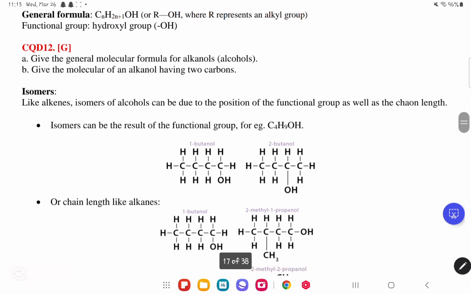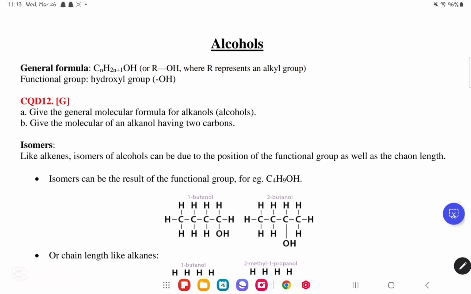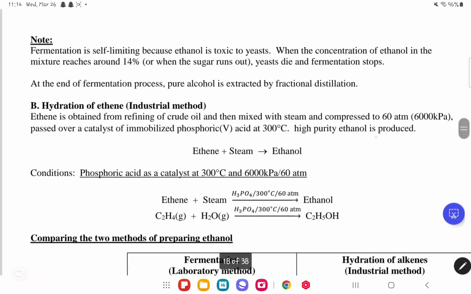Let us find the next question, which is CQD number 12 grid. They said give the general molecular formula for alkanols, which is alcohols. It is very simply CnH2n+1OH. Part B, give the molecular formula of an alcohol having 2 carbons, so it's going to be C2H5OH. That's very simply it for CQD number 12 grid.